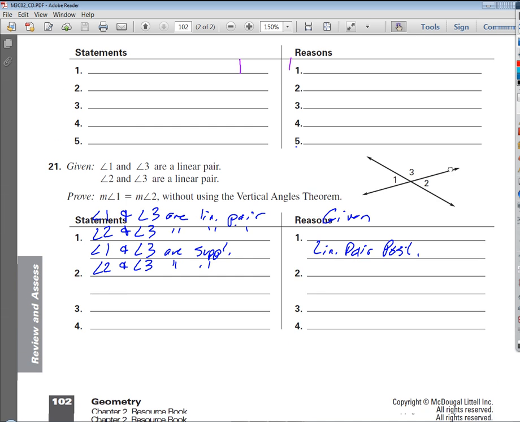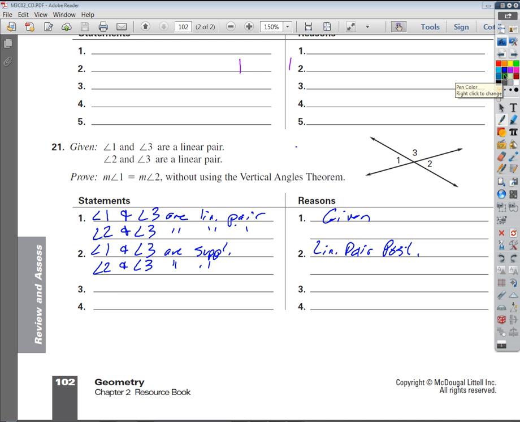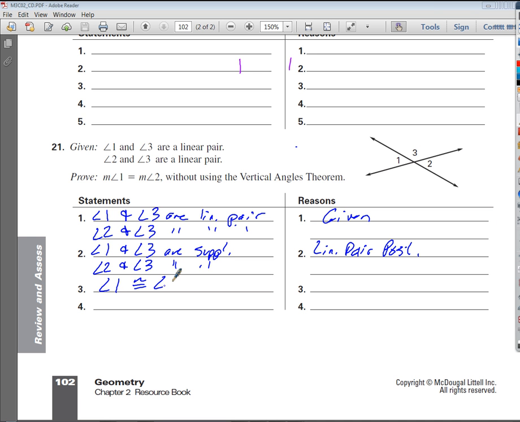So what about the next step then? Angle 1 can be angle 2. Bingo, that's it, good. Angle 1 is congruent to angle 2, and what's our reason for that? It supplements. Very good. So this is the best way to do it. This is a 4-step proof. It's pretty easy. Congruent supplements theorem, and then last step, if the angles are congruent, then measure. By definition of congruent angles, very good.